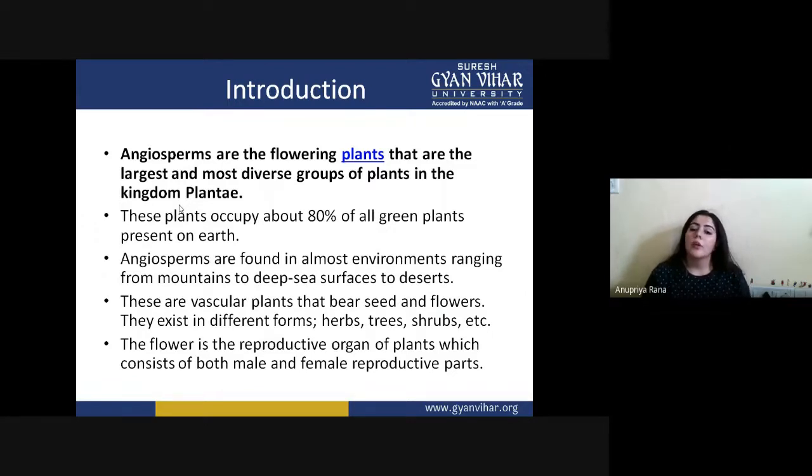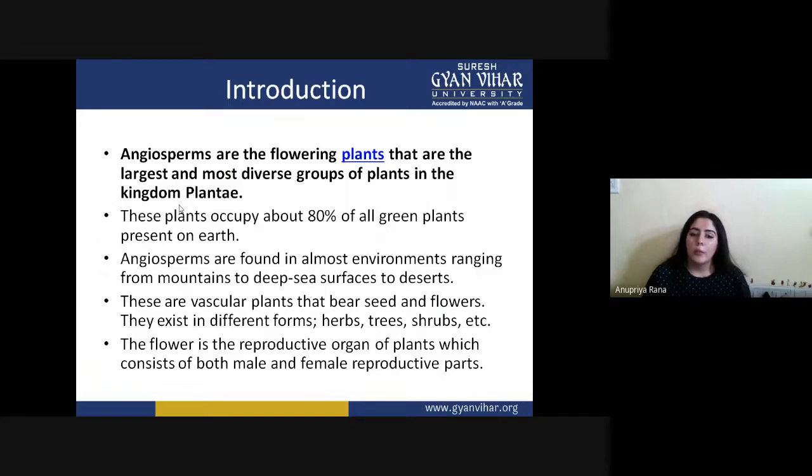Angiosperms are found in most environments, ranging from mountains to deep sea surfaces to desert. There is no particular kind of environment that is uniquely suitable for the growth of angiosperms. They are ubiquitous; they can be present anywhere, everywhere. They can be present on mountains, deep sea, under the sea; there are many angiospermic plants which come under aquatic plants.